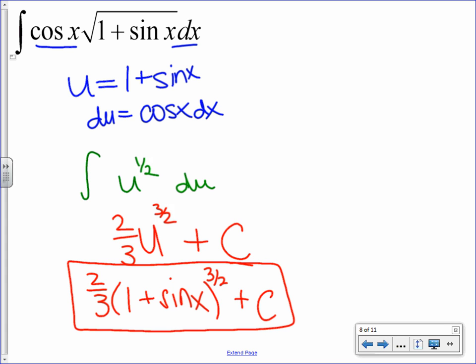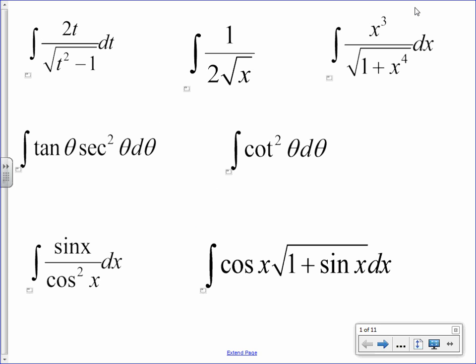But that one looked hard, didn't it? If you just quickly glance at the screen, that one looked scary, but it wasn't. Right? And the other one looked easy and it wasn't. Okay, let's do another one.